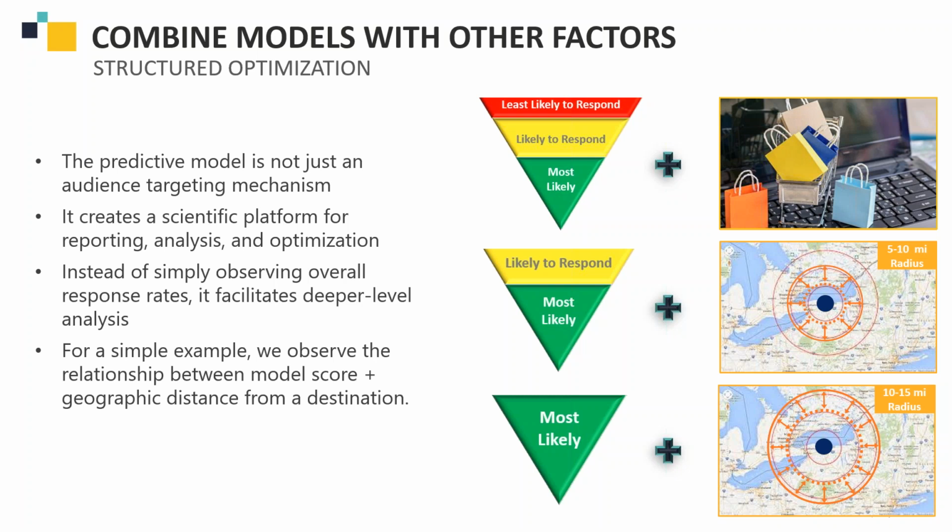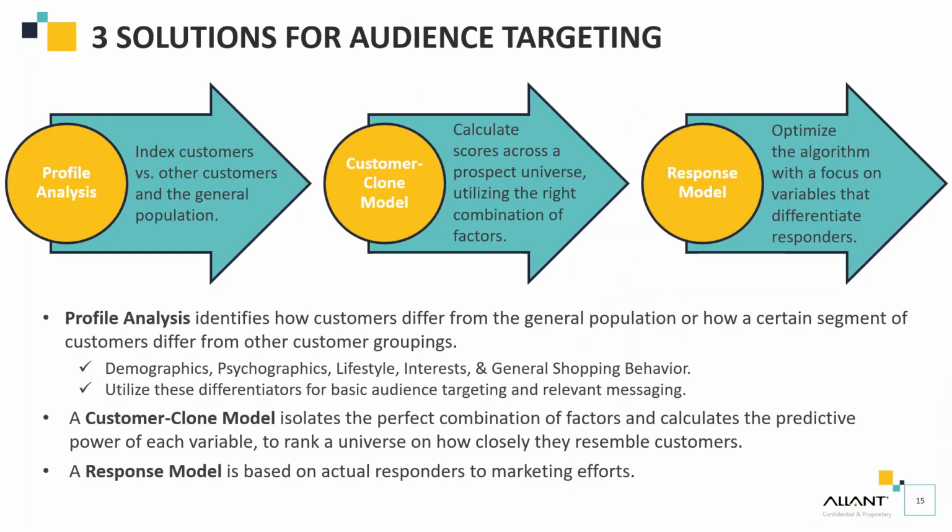It can be used in combinations with other factors. So hopefully this gets your mind spinning a little bit on the possibilities that you have when you have a tool, an algorithm that can score and rank the entire universe in order. So just for a quick review, we talked about profile analysis, which indexes customers versus other customer groups and the general population to really find those variables that are indexing high, that really differentiate your customers, right?